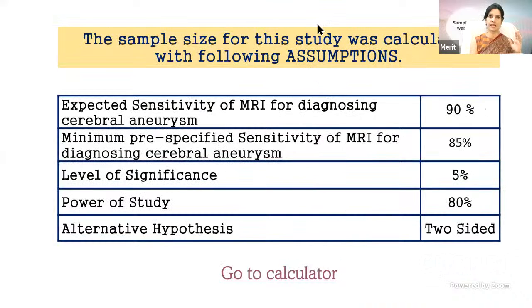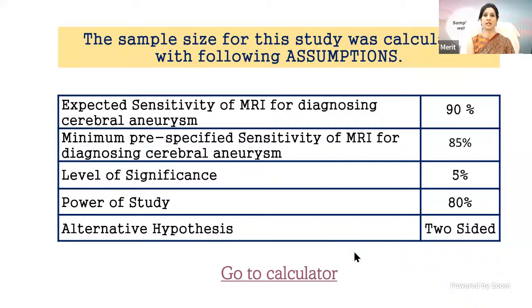So the inputs which are needed for calculation of sample size: expected sensitivity of MRI for diagnosis. The expected is 90%. The minimum pre-specified is 85%. So I have said that at least it should be as sensitive as CT, which is known. So the minimum should be 85% and the expected is 90%. The level of significance is 5%. The power of the study is 80%. And the alternative hypothesis is a two-sided hypothesis.